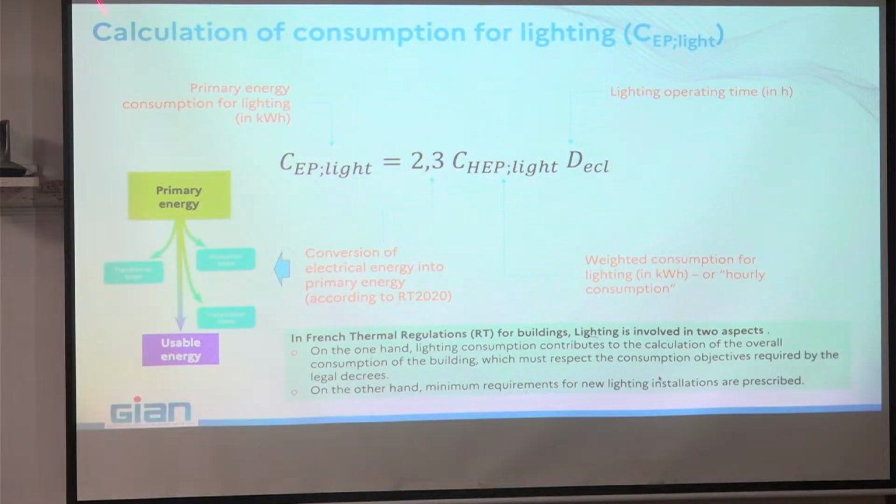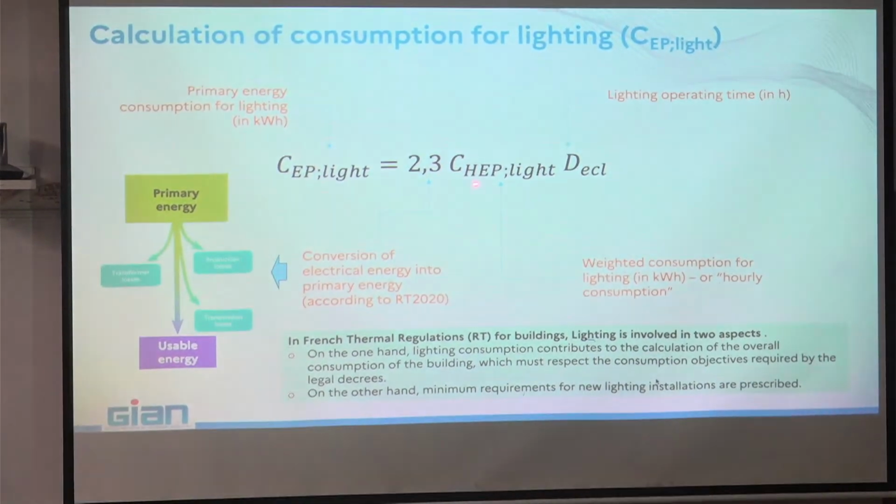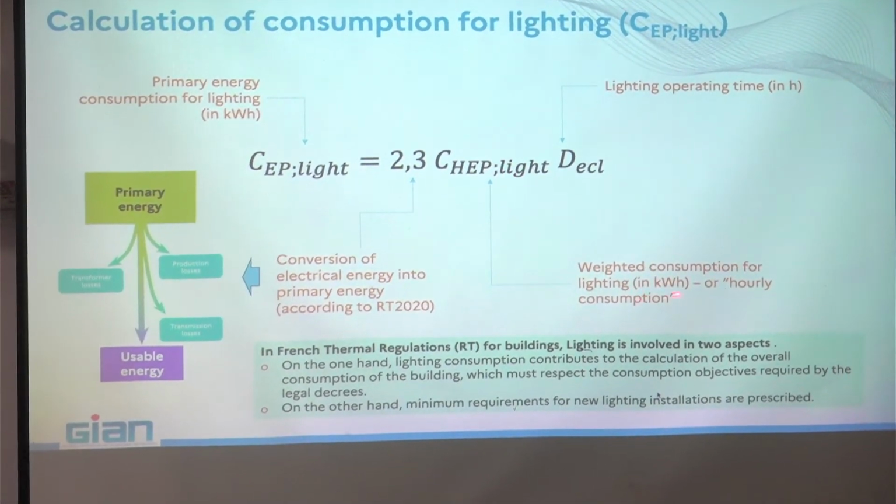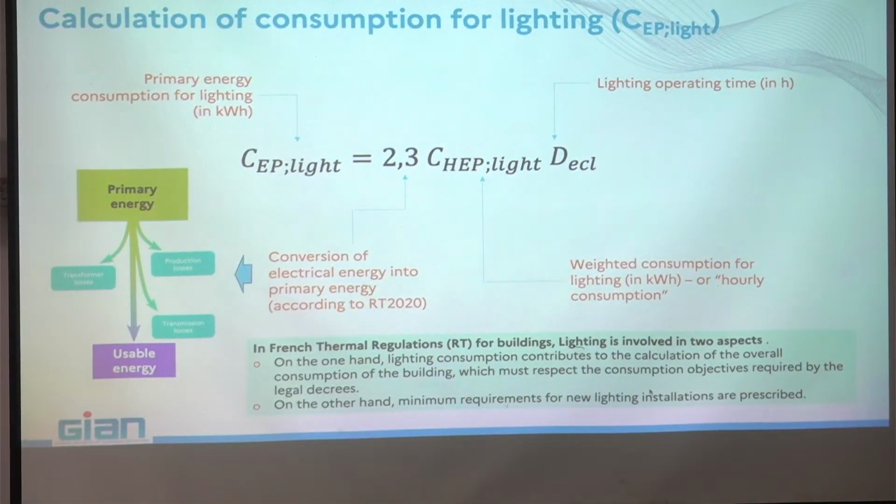Well, the first way to do it, the French one, is to calculate the consumption for lighting. It's given by a factor multiplying the weighted consumption for lighting in kilowatt hours per year, and then you have the number of kilowatt hours, and behind here you have the operating time. Okay, this is kilowatt hour consumption, kilowatt per hour for 1 hour, and the 2.3 in the front.